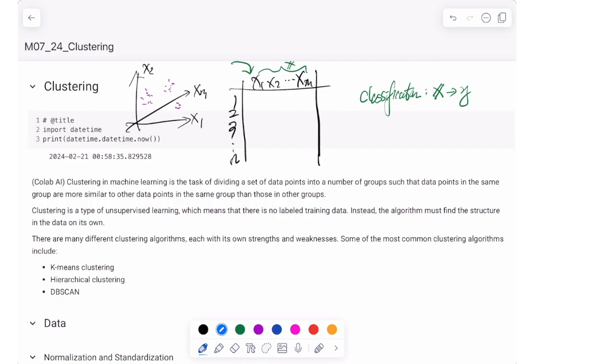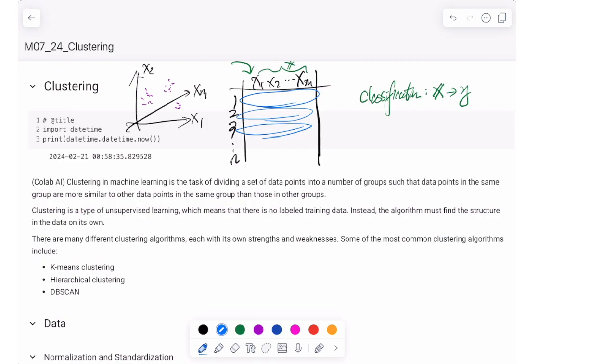Rather, in a clustering algorithm, we are trying to discuss the relationship between samples, not the relationship between x and y, because we don't have y in a clustering algorithm. Okay, so that is the basic concept of clustering. So usually we call it unsupervised learning, because we learn the relationship in those data by using their features.